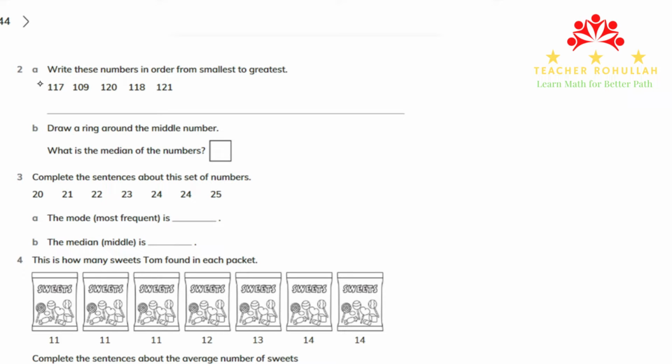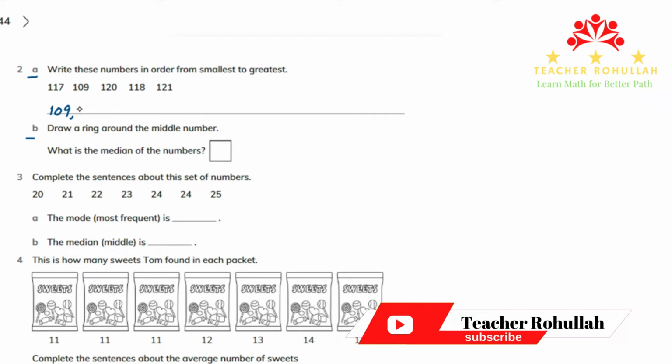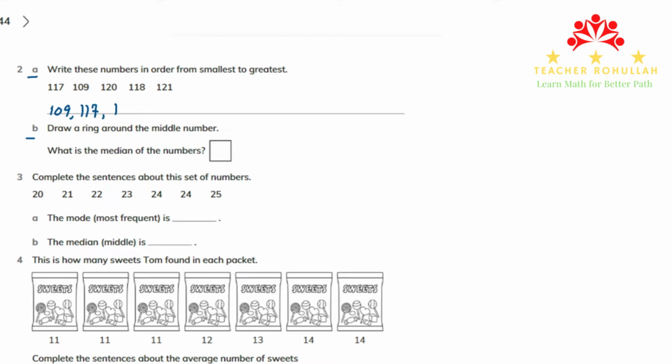In question 2, we have 2 parts, part A and part B. Part A says, write these numbers in order from smallest to greatest. The smallest number here is 109. Then we have 117, then 118, 120, and 121. The numbers are ordered from smallest to greatest. So 109 is the first one, then we have 117, then 118, 120, and 121. All of them are ordered from smallest to biggest.